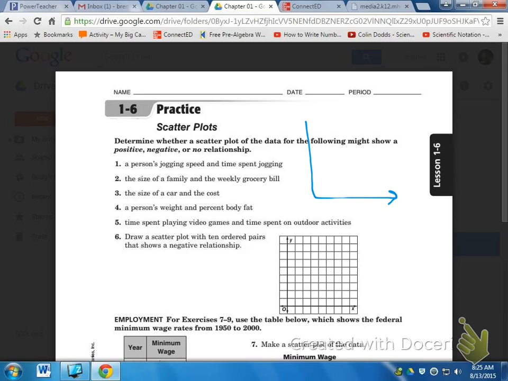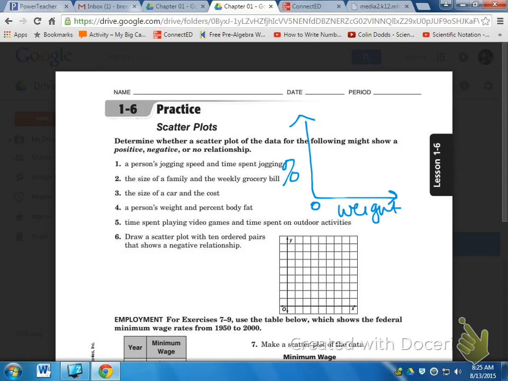Number 4, a person's weight and their percent of body fat. Now, this one you got to kind of take it for what it's worth, because I've had kids argue this with me, and I would have to say at times I think they're right. But in general, the general population, okay, normal people, not bodybuilders or things like that, normal people.